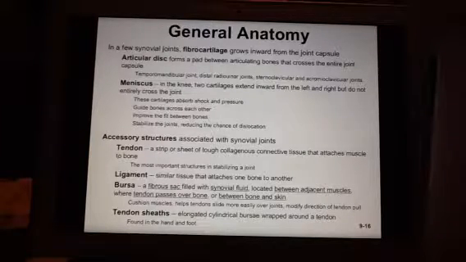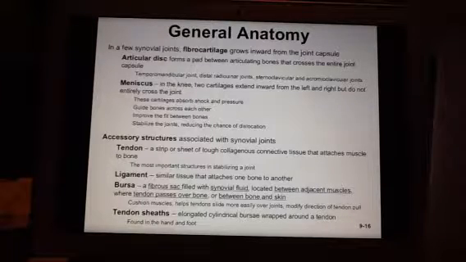In a few synovial joints, fibrocartilage grows inward from the joint capsule. This is going to form an articular disc, a pad between the bones that crosses the entire joint capsule, and it lists the examples of some synovial joints where we see this. And then you can see a meniscus in the knee. We have two cartilages extend inward from the left and the right, but they don't entirely cross the joint. Those cartilages help absorb the shock and pressure of our movements and then guide the bones across each other.